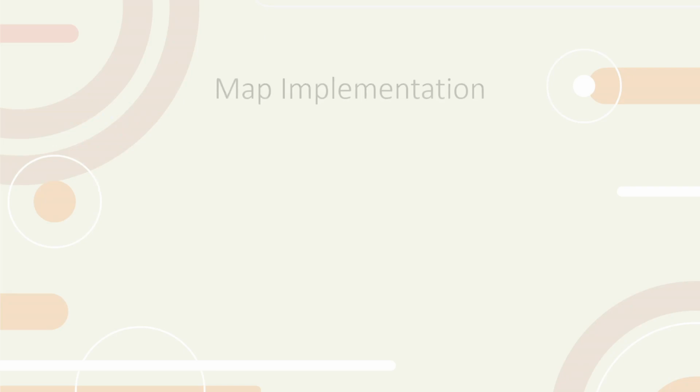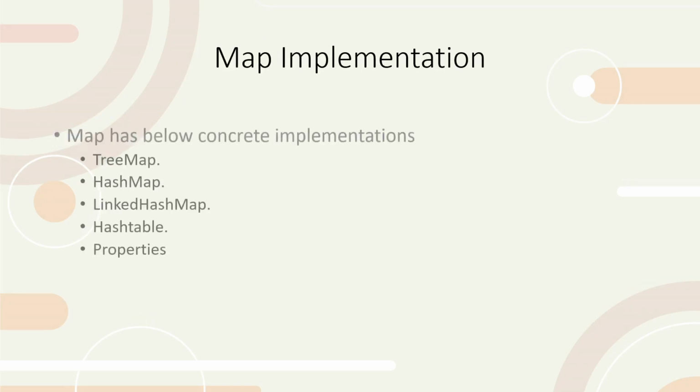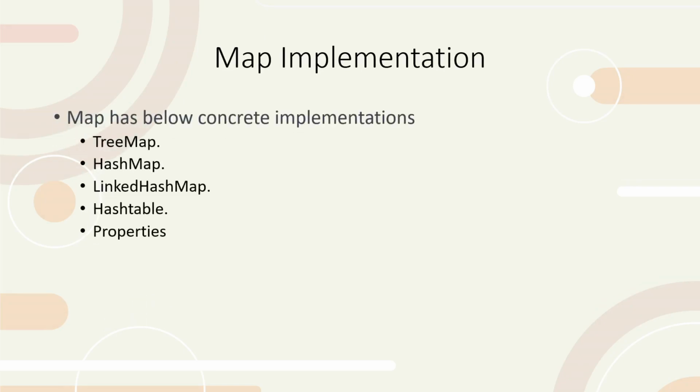Now let's look into the map implementation. Map has the below concrete implementations, that is TreeMap, HashMap, LinkedHashMap, Hashtable and Properties. These are 5 implementations provided by the map interface. Now let's take a closer look at each of these implementations.